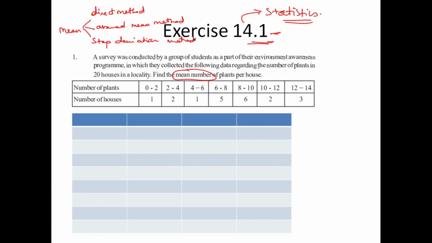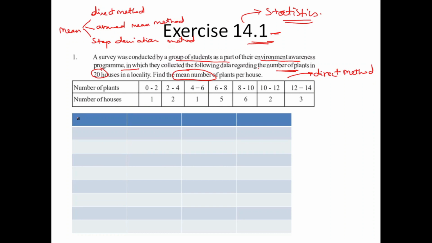Now, in the first sum, I will be using the direct method. I'll use all of this with the direct method. So let's see how it works. If you read the whole sentence over here, this is some data about environmental awareness, regarding the number of plants in 20 houses. Good. So let me note down what needs to be written.